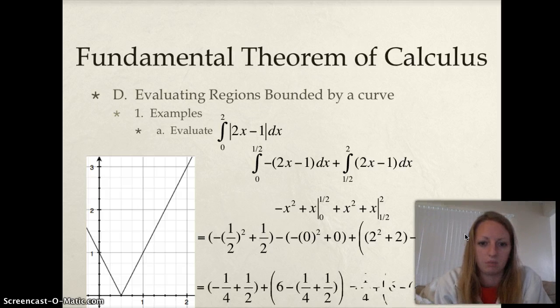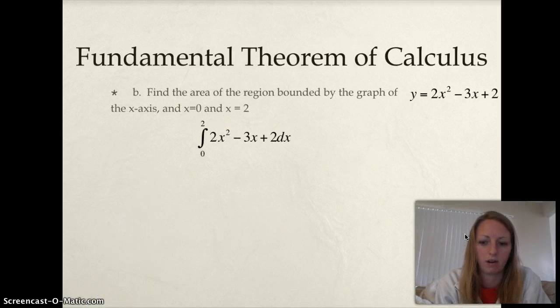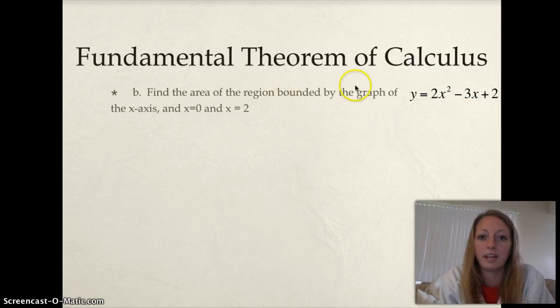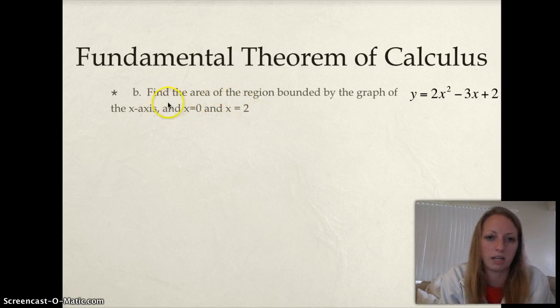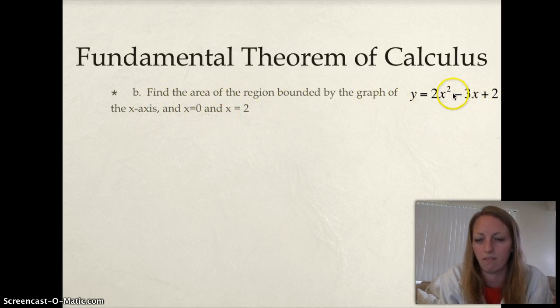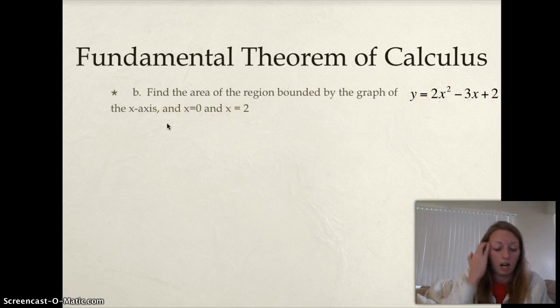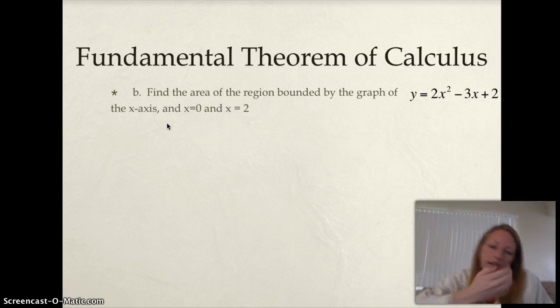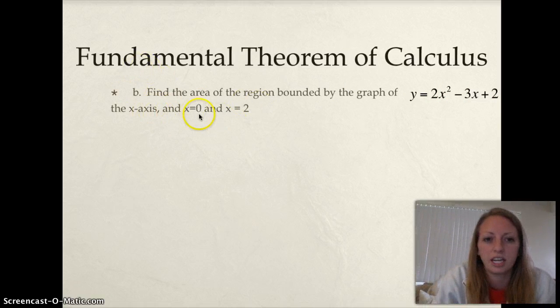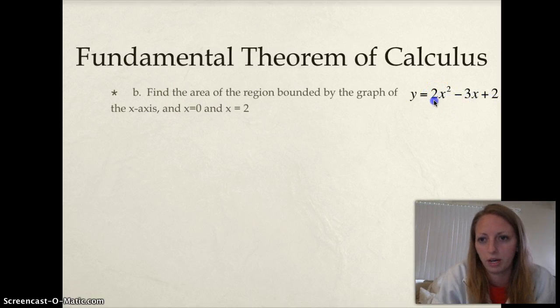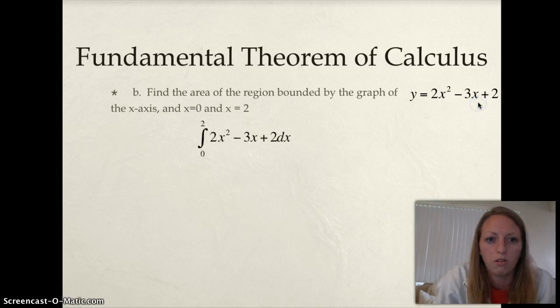Okay, find the area of the region bounded by the graph y equals, so it's giving us a function, the x-axis, which doesn't really matter to us because from 0 to 2, your graph is above the x-axis. And if it's not, it's stopping there. So this is just saying you're taking the integral of this function, 2x squared minus 3x plus 2, from 0 to 2, as you can see by the integration right here.